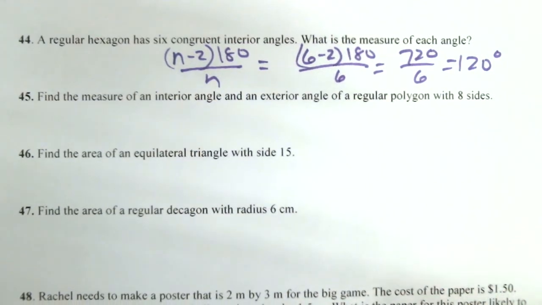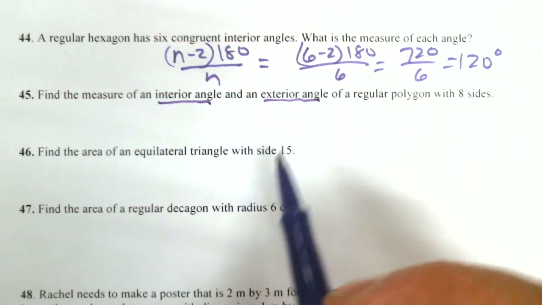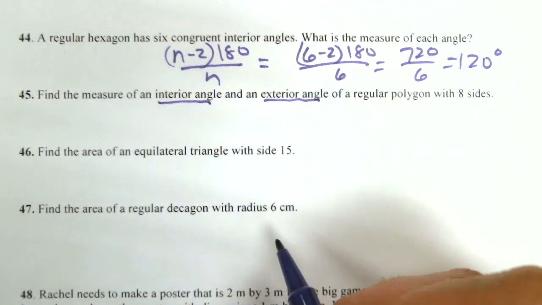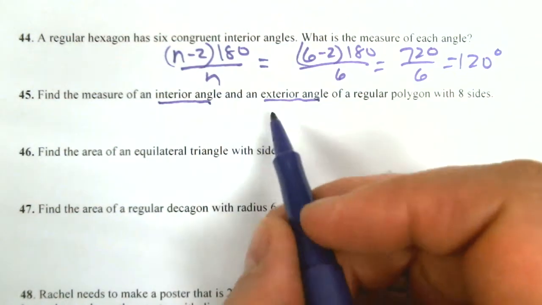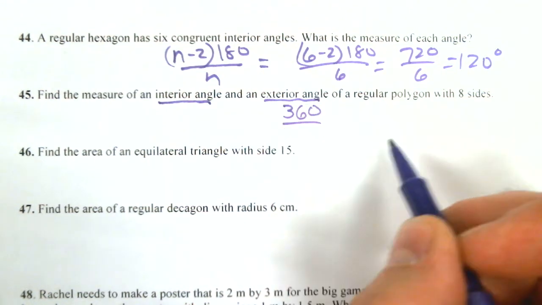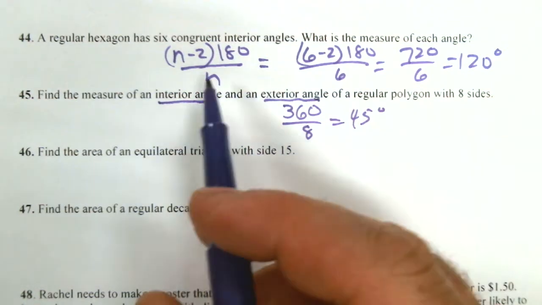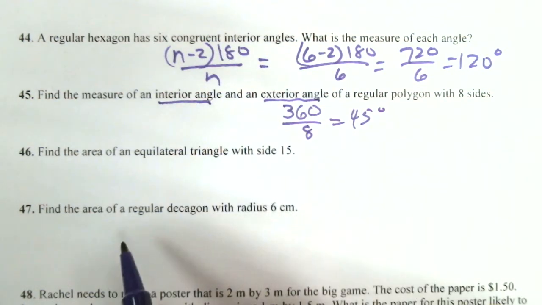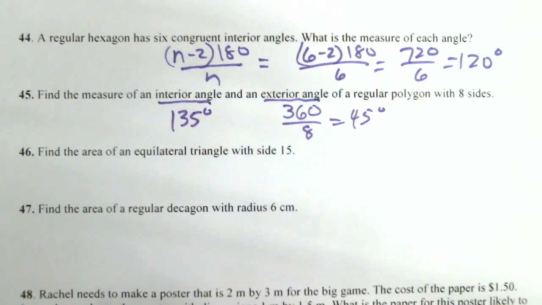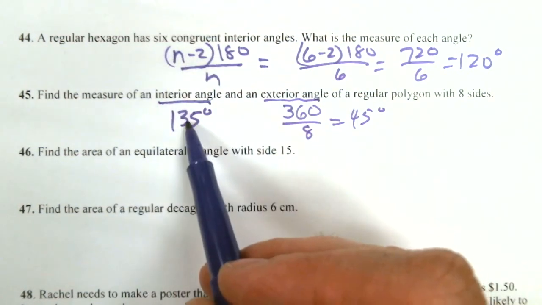For number 45, we're going to find the measure of an interior angle and an exterior angle of a regular polygon with 8 sides. Well, an 8-sided polygon is called an octagon. Let's start with the exterior angle. We know that the sum of the exterior angles is 360, so each is 360 divided by n, in this case 8. If I do that, I get 45 degrees. I know the interior angle and the exterior angle have to be supplementary to each other, which would make the interior angle 135 degrees. We could do the same as we did in 44, using 8 for n to get this also.